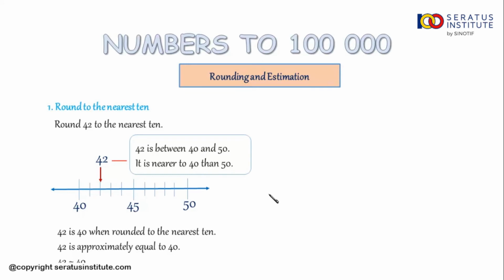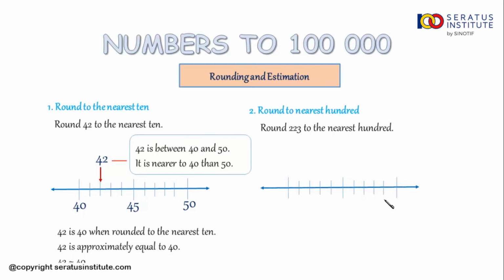Now we go to the second main point, round to the nearest 100. Round 223 to the nearest 100. This is the number line, 223 between 200, 250, and 300. Now 223 is here. So we can answer.